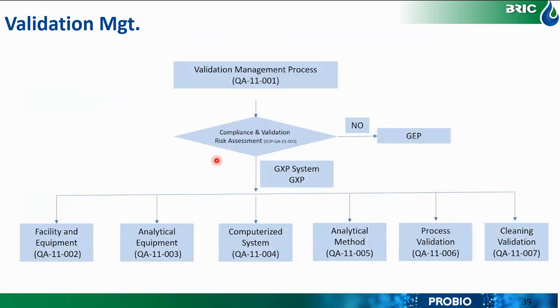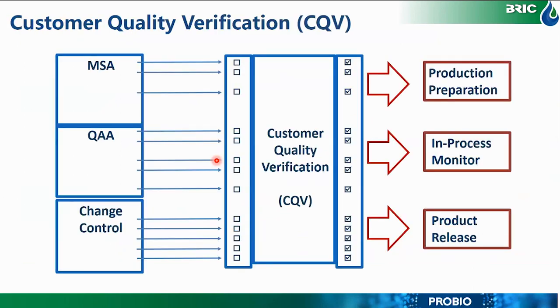And for validation management, we have established an excellent validation and qualification system, covering the corresponding models, facility requirements, instrument qualification, analytical methods validation and verification, computerized system validation (CSV), process validation, and cleaning validation. Also, for customer quality verification, we have the total CQV system. We have developed a Probio-specific CQV program to ensure all the quality requirements from the MSA, QA, and changes during PM communication are identified and tracked, to be met before, during, and after your project production.